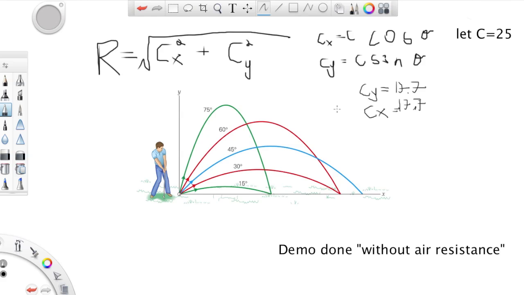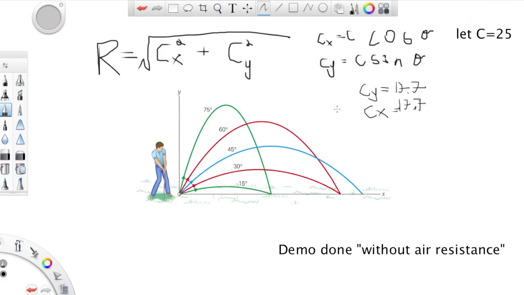For our third demo, we did projectile motion, and we wanted to show that in the absence of air resistance, 45 degrees will get the ball the farthest. So the resultant equals the radical of cx squared plus cy squared, which is the components of x and y. And then to find the components of x and y, you have to do cx equals resultant cosine theta, and then cy equals resultant sine theta.